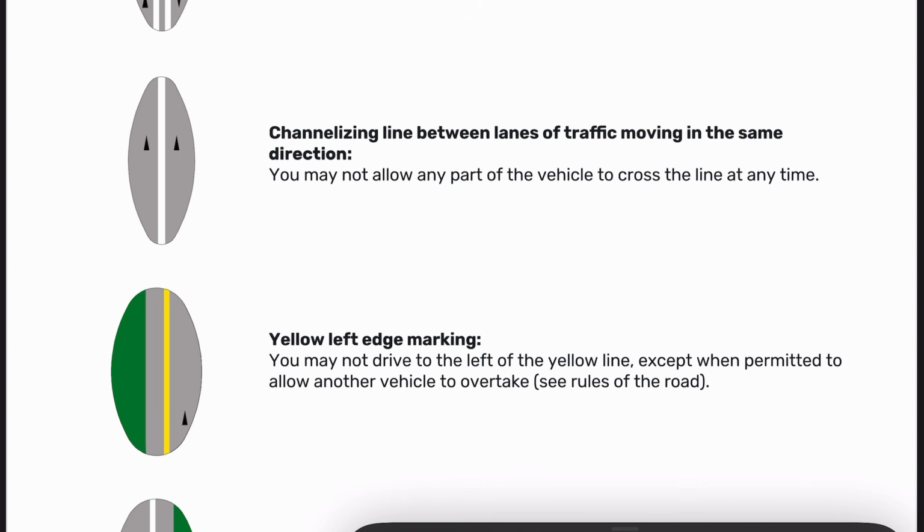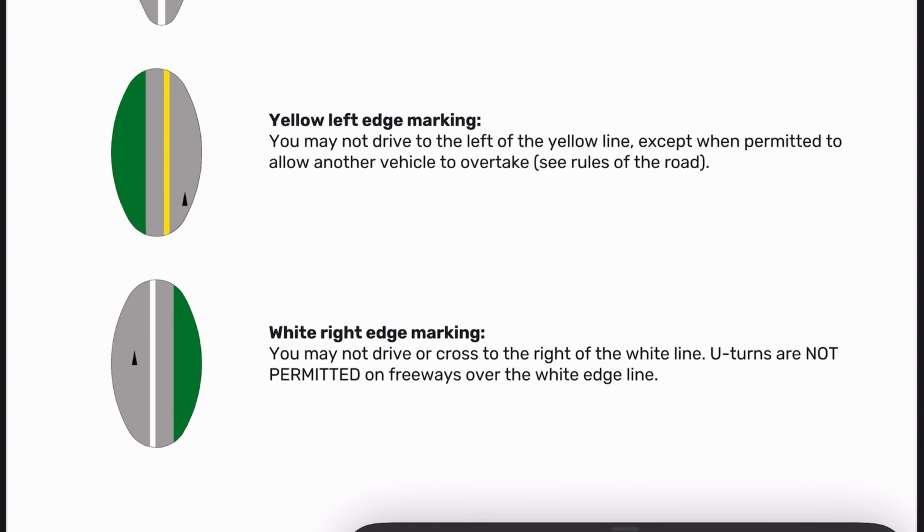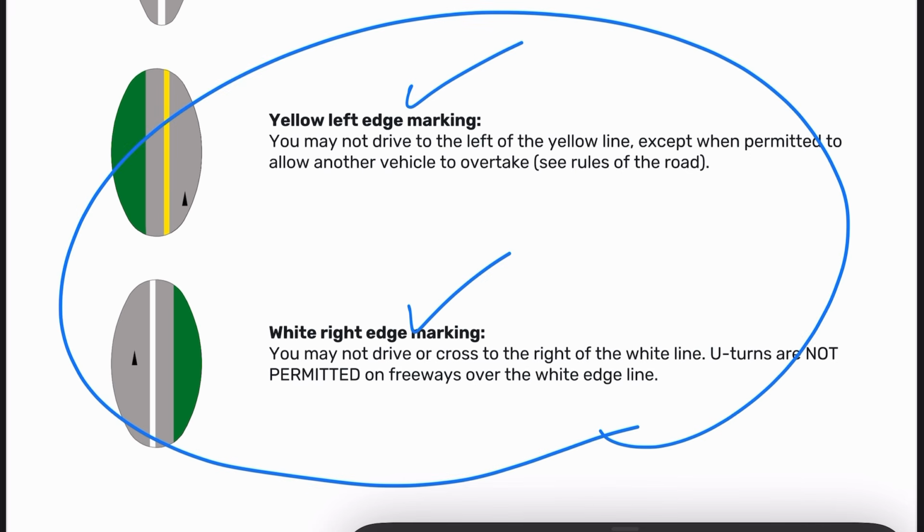I hope you see and you understand that. All right. And then you also have the yellow left edge marking and the white right edge marking. So these ones, if you go and check a video where we cover the rules of the road, we do cover that. On the yellow left edge marking, what are the rules with regards to that? And the white right edge marking, what are the rules with regards to that?